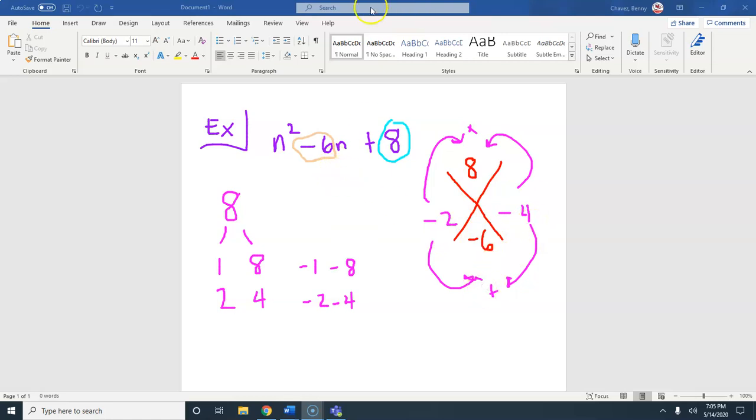So now when you factor this, make sure you maintain the same variable: n minus 2 times n minus 4. That's because these ones are negative.